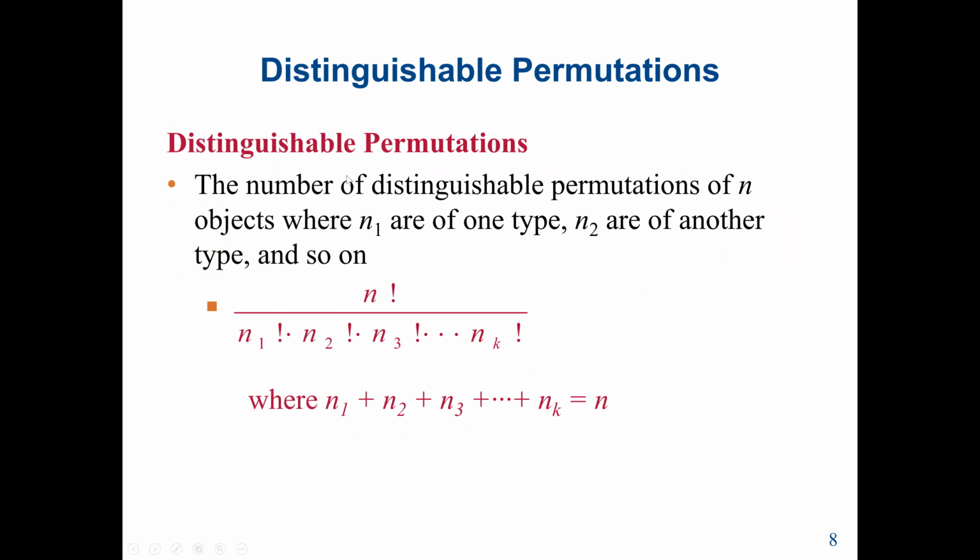Next is the distinguishable permutations. Here we say the number of distinguishable permutations of n objects, where n1 are of one type and n2 are of another type and so on, is given as n factorial divided by n1 factorial times n2 factorial times n3 factorial up to nk factorial, which is k times. Here we will know that n1 plus n2 plus n3 up to nk is equal to n.